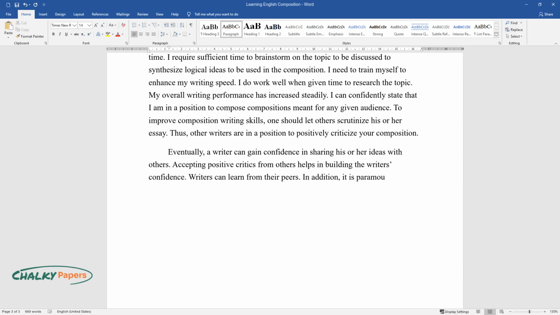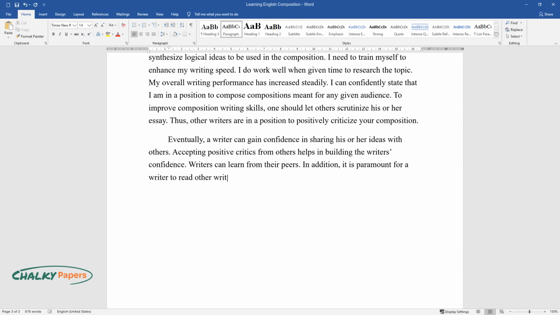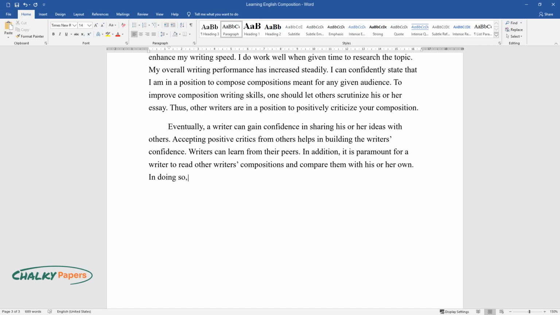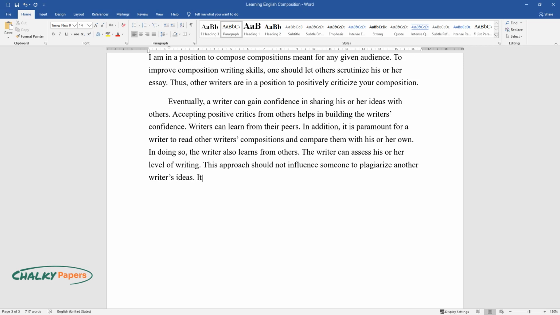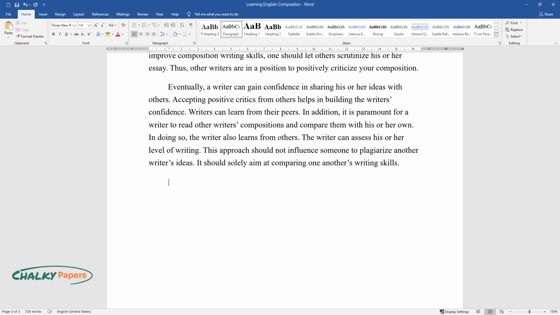In addition, it is paramount for a writer to read other writers' compositions and compare them with his or her own. In doing so, the writer also learns from others. The writer can assess his or her level of writing. This approach should not influence someone to plagiarize another writer's ideas. It should solely aim at comparing one another's writing skills.